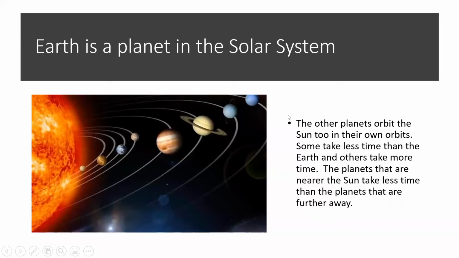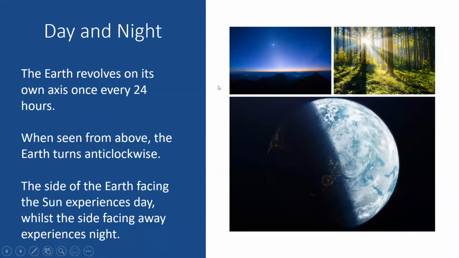They're not really this close in real life, but they're drawn to illustrate that they all orbit the sun. So they orbit the sun in their own orbits. Some take less time than the Earth, so the planets nearer the sun take less time than the Earth, and the planets that are further away take more time. Okay. Let's look at day and night to begin with.